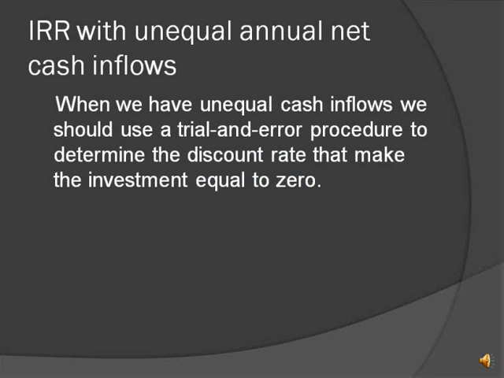When we have an unequal cash inflow, we should use the trial and error procedure to determine the discount rate that makes the investment equal to zero.